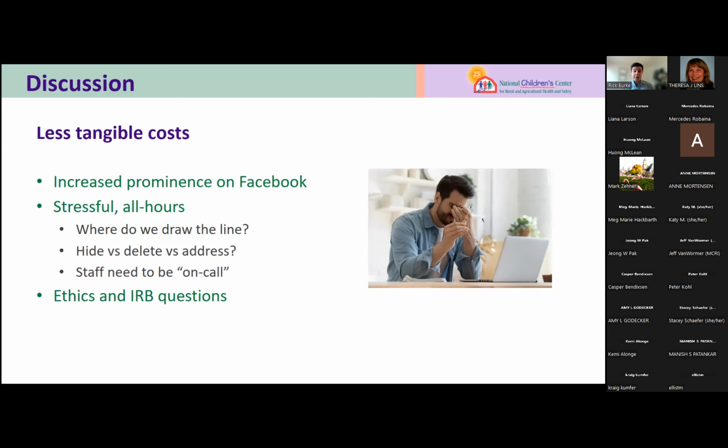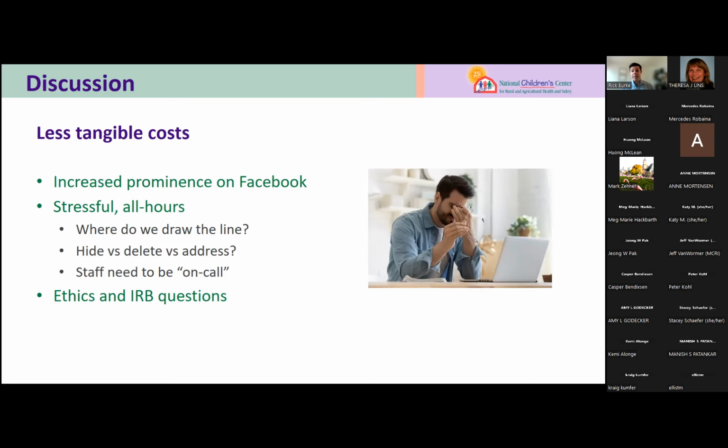Also, the fact that it can be stressful in all hours. We had some conversations back and forth on Saturday mornings saying, hey, what do we want to do about this comment? Should we reply? Should we hide it? Do we want to delete it? And so, especially if you have hourly staff doing this, that might just be outside the scope of their work and you can't really rely on them to do that. And so that puts it all on you or salaried staff. And so that's definitely a concern regarding these ads.